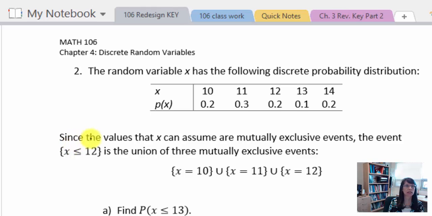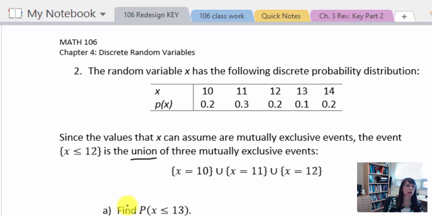We notice that since the values that x can assume are mutually exclusive events, the event x less or equal to 12 is the union of the three mutually exclusive events, x equal to 10 in union with x equal to 11 in union with x equal to 12. Notice also that each probability is a number greater than 0, and if we add the probabilities, we get 1. So we know that this is a valid distribution for these probabilities.